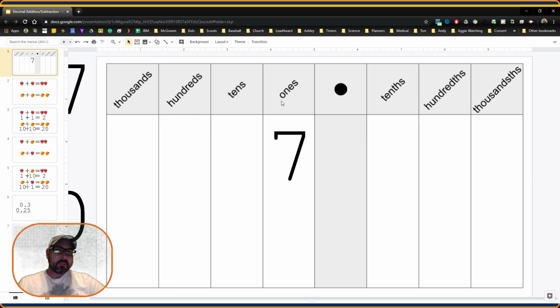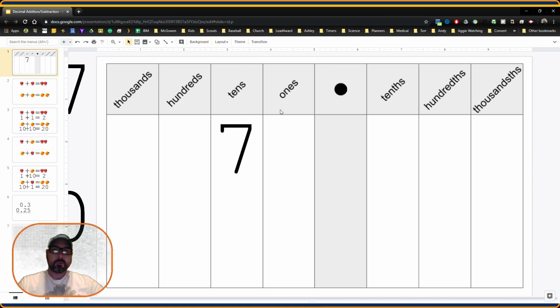Now, if this were $7, that's fine. But what if I don't have $7 bills? What if I have 7 $10 bills? Well, that's going to be a very different thing. I would need to put it in a tens place because each of those bills is worth $10. So if I move over here, that takes care of that. It tells me I have 7 tens.